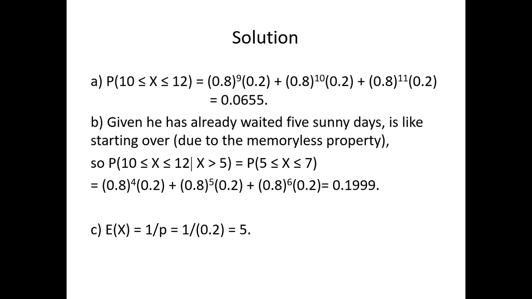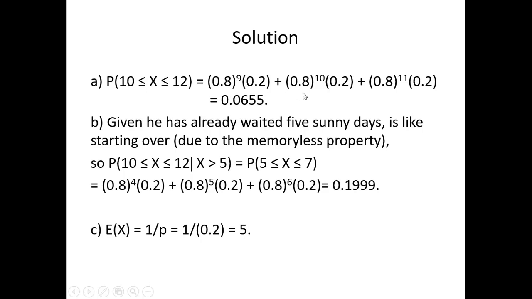Okay, so X, as we said, is a geometric random variable. I want the probability X is between 10 and 12. So we could treat this as 3 separate cases: the probability X is 10, the probability X is 11, the probability X is 12. The probability X is 10 is given by 0.8 to the 9 times 0.2. Right? We're going to have 9 sunny days, and then we'll have a day where the sun doesn't shine.